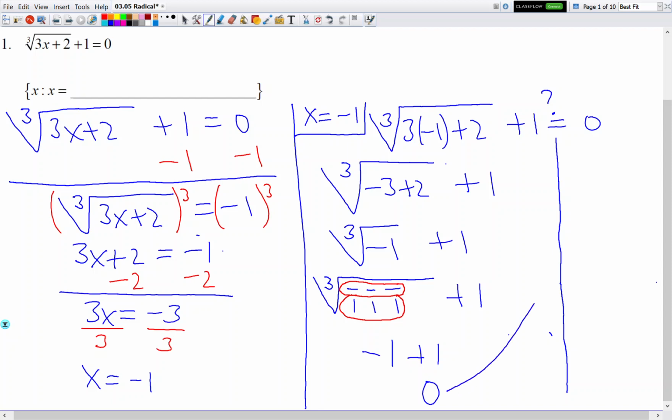So when you compare the left side to the right side, this should look familiar as well, this step. They match. And if they match, we're happy about that, because that means that my answer has been verified. So negative 1 is good to go. Okay? All right, so let's move on to the next problem.